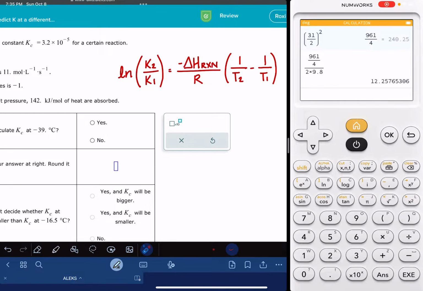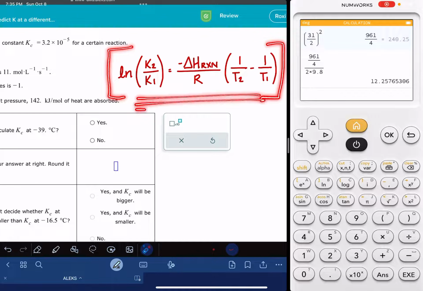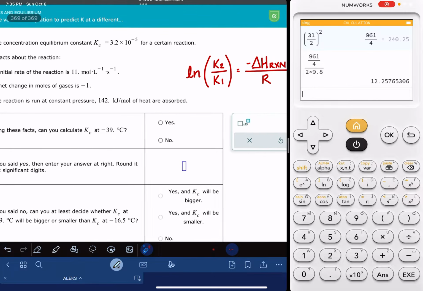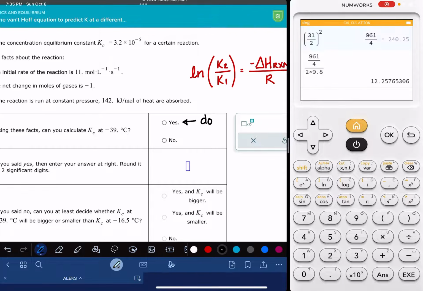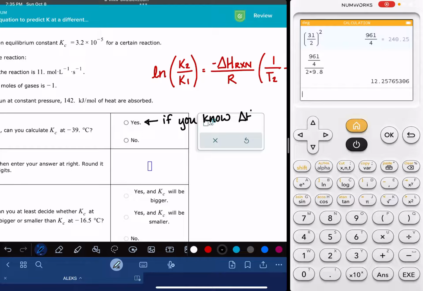If we can calculate the equilibrium constant at a different temperature, we're going to do that using the Van 't Hoff equation. And the only time your answer is going to be yes here is if you know the value of delta H for the reaction.